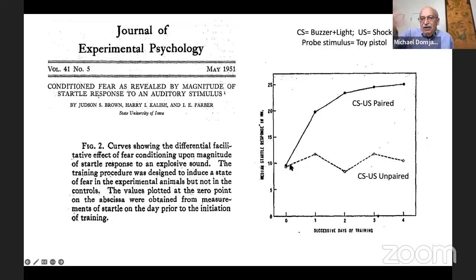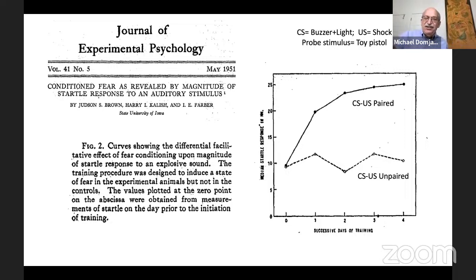And initially, the two groups show comparable startle responses. By the first day of training, the CS-US paired group begins to show a much higher level of startle to the pistol than the control group. Now, keep in mind, this pistol noise was never paired with shock, but nevertheless, they respond considerably to it. And there is an acquisition of this increased reactivity to the probe stimulus.